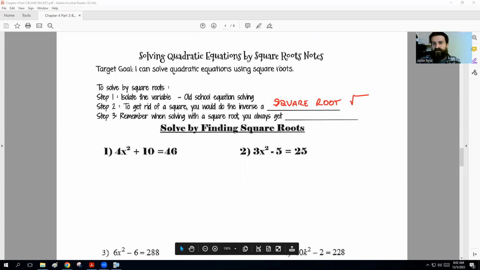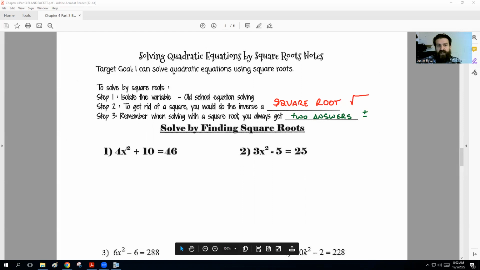What we have to remember here is that when we take a square root of a number, you technically get two answers. One of them is positive, and one of them is negative. Sometimes you'll see in math what's known as the plus or minus sign, meaning that there's a positive version and a negative version of that. Okay, so let's solve this one here.